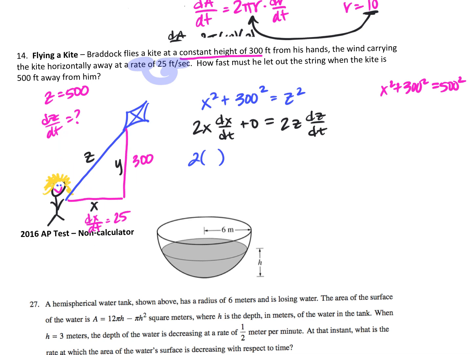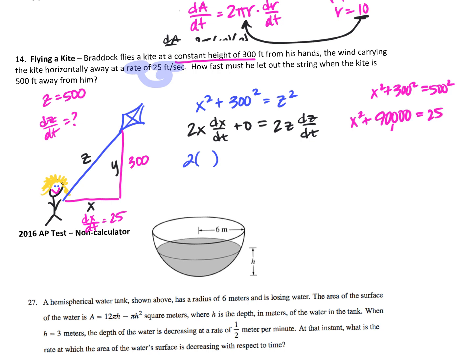You want to know what you'd have to do without a calculator to do that? 300 squared is 90,000. It's the square, and then 500 squared is 250,000. And then x squared is the square root of 160,000, gross, right? And that's going to get me 400. You guys, is it important that we remember 3, 4, 5 triangles on the ACT, SAT, and the AP test? Yes. So this is going to be 400 at that one moment in time.